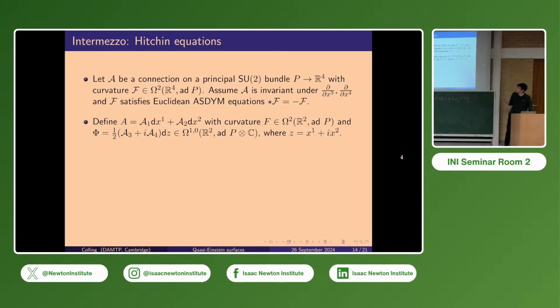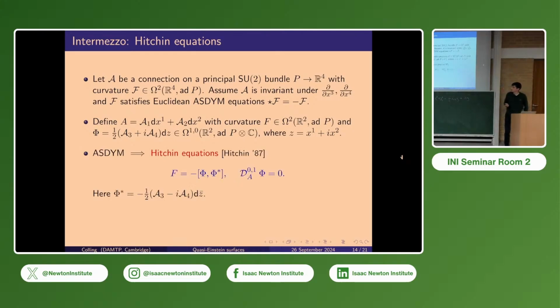So now you can write down the anti-self-dual Yang-Mills equations in terms of this A and phi, and you'll get the following. So there's one equation involving the curvature of this new connection A, which is F is minus the bracket of phi with phi star, where phi star means take the adjoint of the matrix and replace dz by dz bar. And then the bracket means wedge the one-forms and take the Lie bracket of the Lie algebra elements. And the second equation is that the (0,1) part of the covariant derivative of phi is 0. Equivalently, phi is a holomorphic section of this bundle with respect to the holomorphic structure induced by the connection.